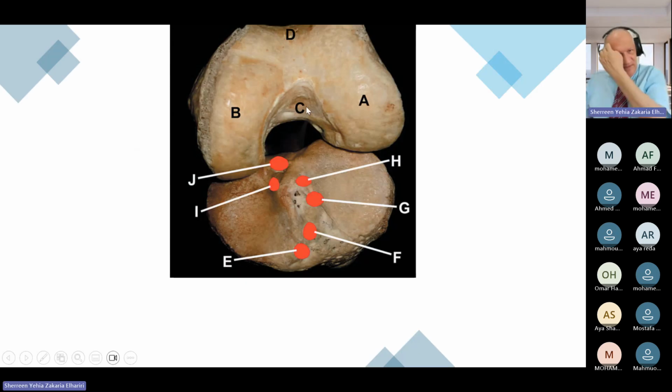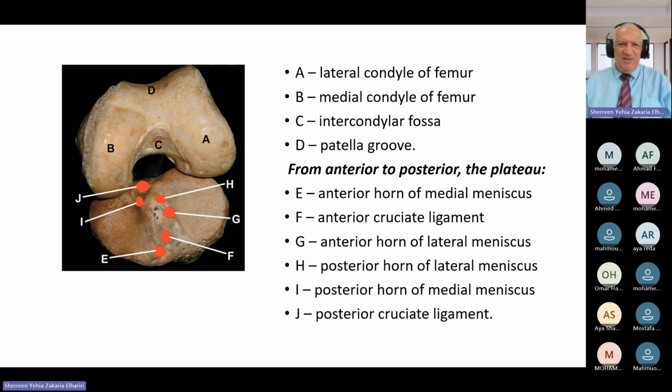Okay, of course, this is difficult. This area, we sometimes bring it, but just remember it is easy. The easy way is just to remember, of course, he asked about the arrangement. If you see it started from E, it is the anterior horn of the medial meniscus. So E is the anterior horn of the medial meniscus.